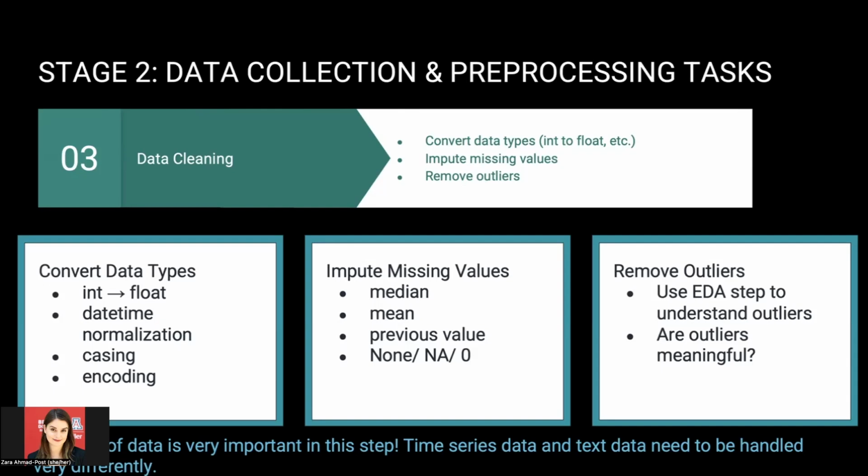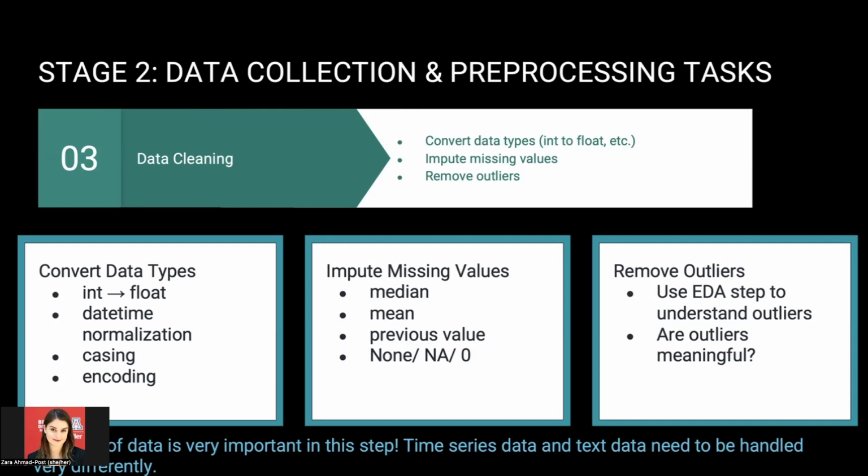For example, we might want to convert ints into floats. We might want to do some date time normalization. Maybe instead of using the actual timestamp itself, we want to use hours since some other event or minutes since some event, that kind of thing. If it's text data, do we want to do case folding? Do we want to do any encoding? Things like that. For imputing missing values, we can impute with a median, a mean, a previous value, or none.